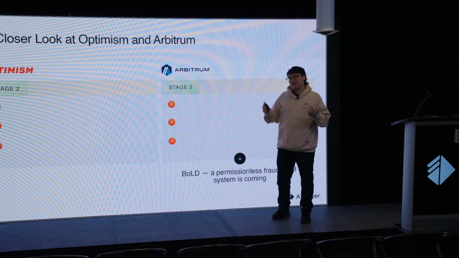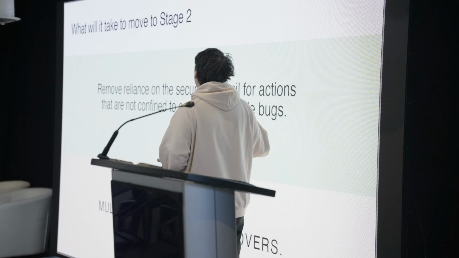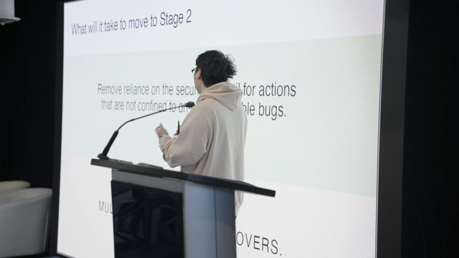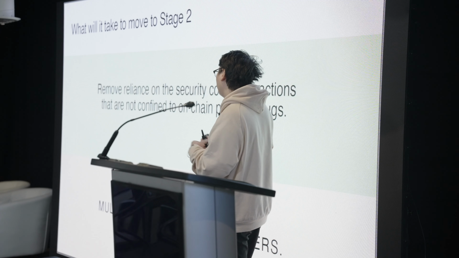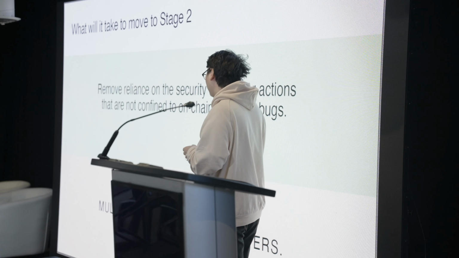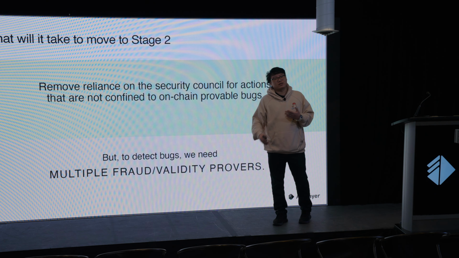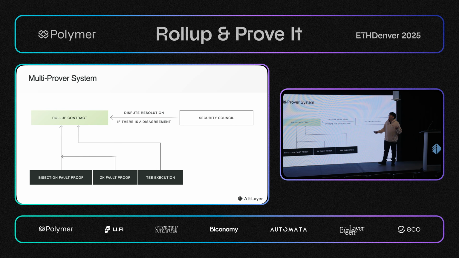The thing is, they all have one fraud-proof system right now. And if we want to move the stage 1 rollups into stage 2, we need to first remove the reliance on the security council as much as possible, or at least have more signers to make sure the upgrade gets more checks. And beyond that, definitely we need multiple proof systems. Apart from the fraud proof system, we may need a ZK proof system and also a TEE one.